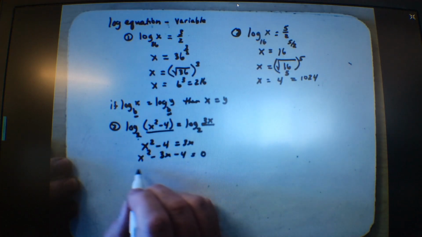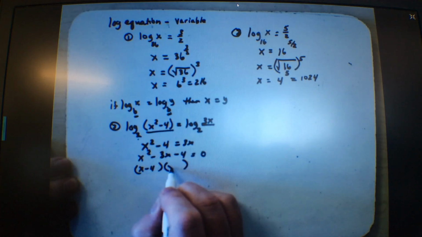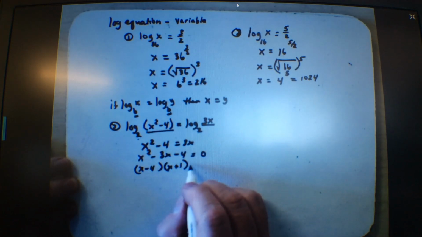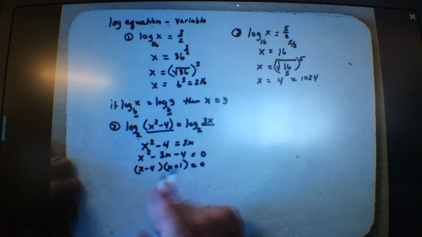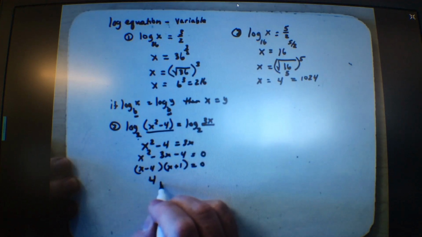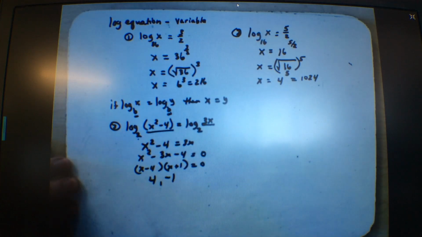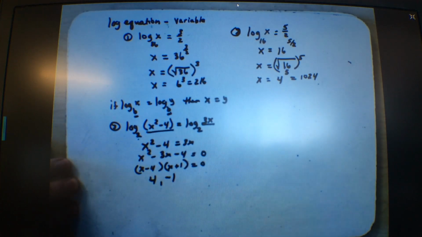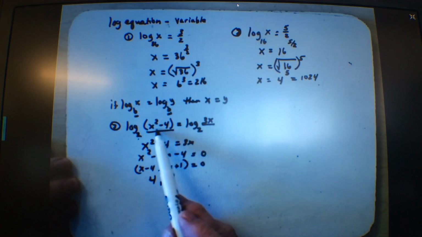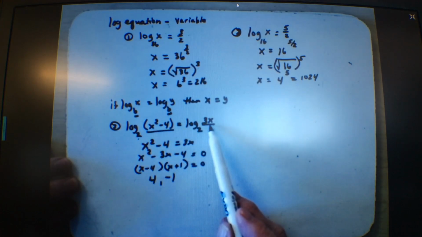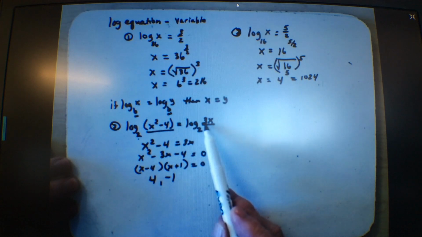So we're going to reverse FOIL. We get x minus 4 times x plus 1. So my possible values, and I say possible, are 4 and negative 1. You see that? If we put 4 in, we get 16 minus 4, that's log of 12 base 2. The same here. If we put 4 here, it's log of 12 base 2.